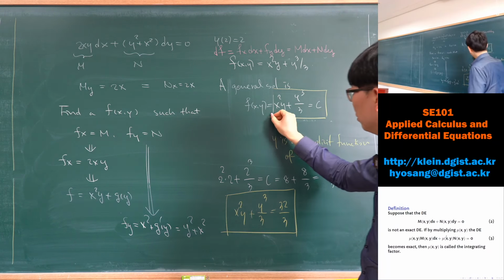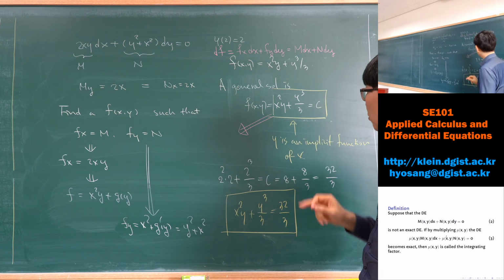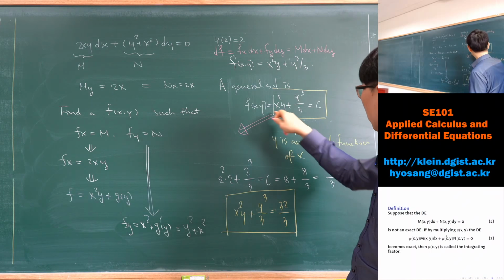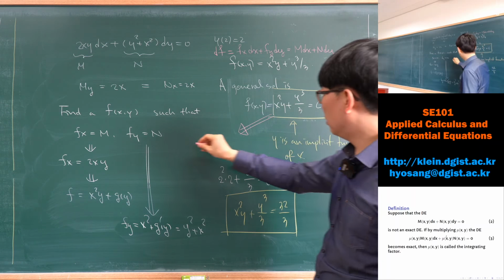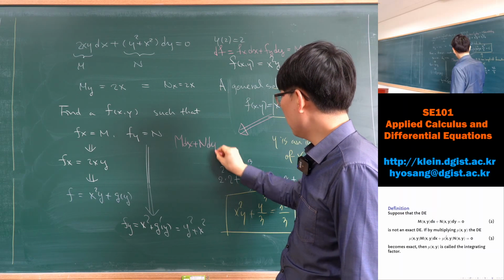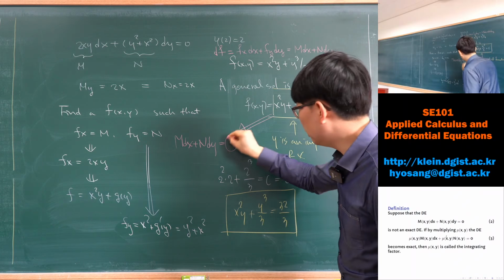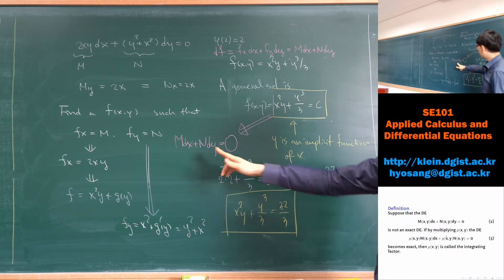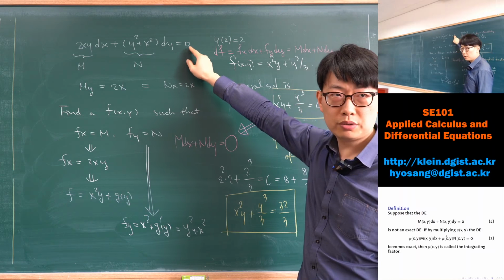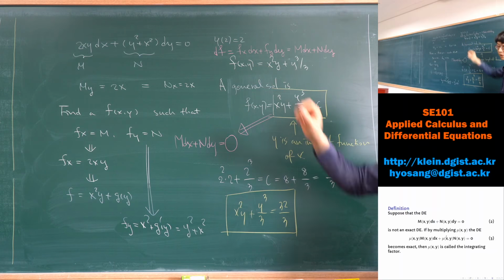So when you take a total differential of this equation, the implicit equation, then the total differential of this part is the same as the given differential equation, M dx plus N dy. And the total differential of the constant becomes 0. Okay? So that's exactly the differential equation we started from. So that's why we have a solution to this differential equation.